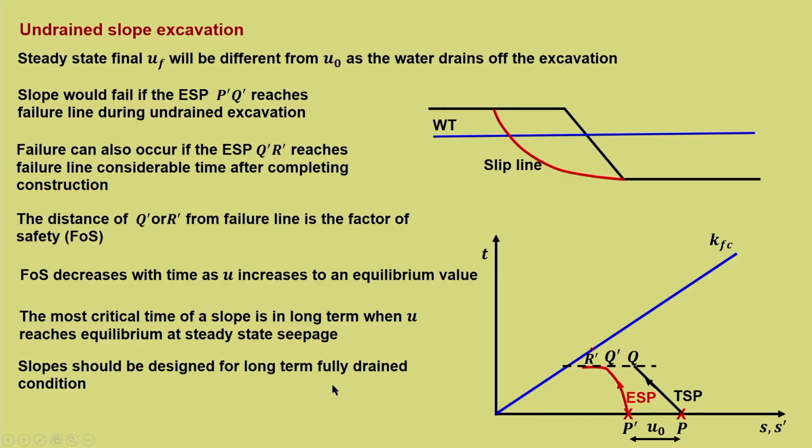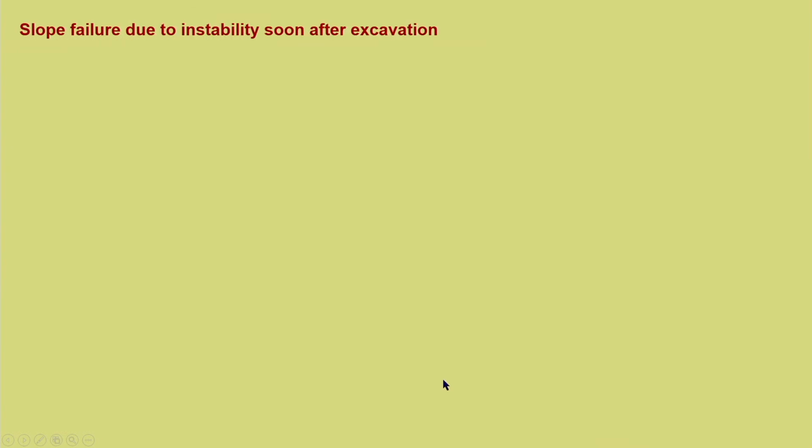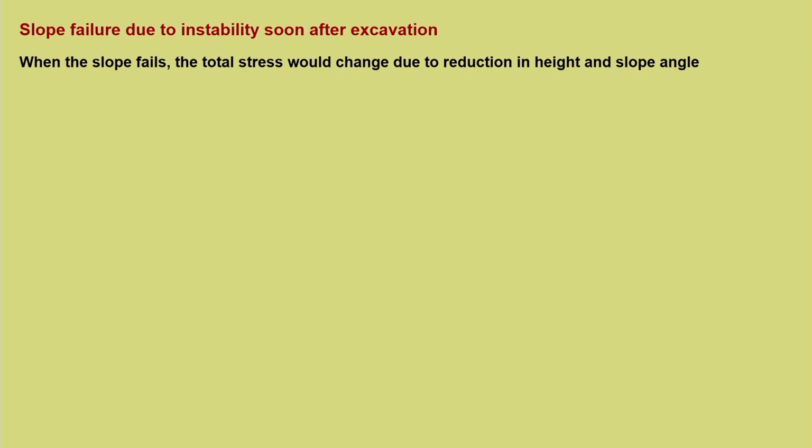Why? We know that the pore water pressure keeps on increasing with time. So, if the equilibrium value is less than the failure state, then the slope is safe, or else it may fail. A slope should be designed for the long term, fully drained condition when it comes to excavation. So, the dashed line P'R' represents the effective stress path for the drained case, that is, when u is constant. If it is drained, we know that it is the same slope, and P'R' represents this condition.